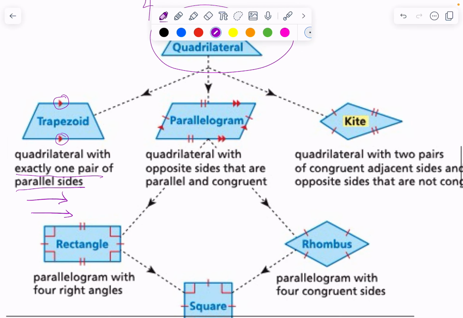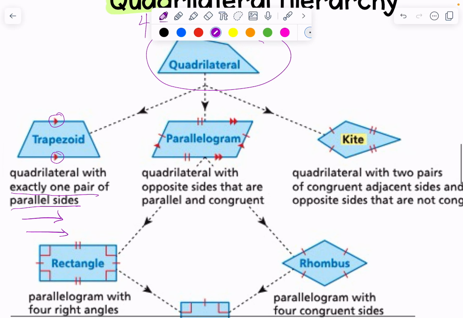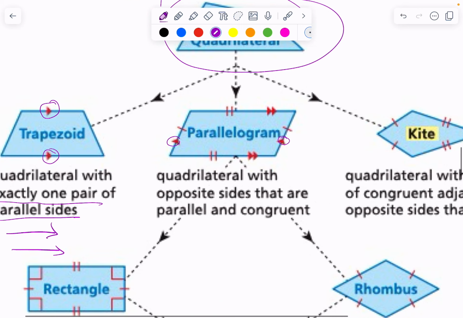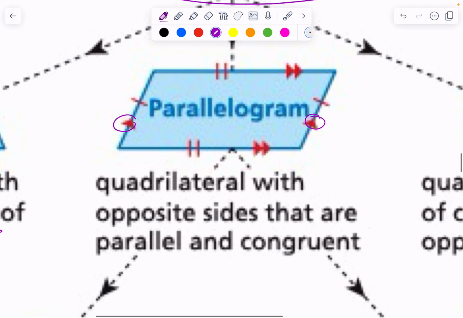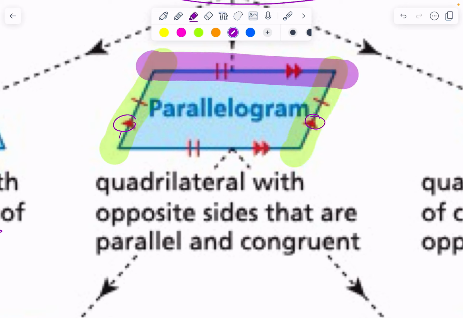So another way that we might have quadrilaterals is we can have quadrilaterals that we call parallelograms. So that's when we have opposite sides that are parallel and congruent. So a couple things I want to point out, a couple of different symbols. Again, you can see these little arrows here that are showing you that those sides are parallel. So this side is parallel to that side, and this side is parallel to that side. So the top is parallel to the bottom, and the two sides are parallel to each other.